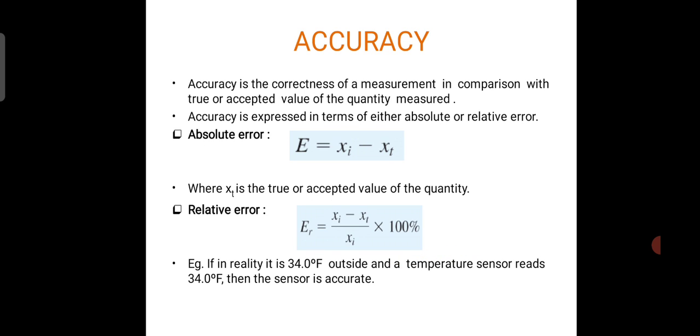Then accuracy. Accuracy means the correctness of a measurement, between the true value or accepted value. Accuracy can be expressed in two modes, that is absolute error and relative error. There is a formula: E is equal to xi minus xt, and the relative error is xi minus xt divided by xi into 100%. Xt means true value. Xi means mean value.